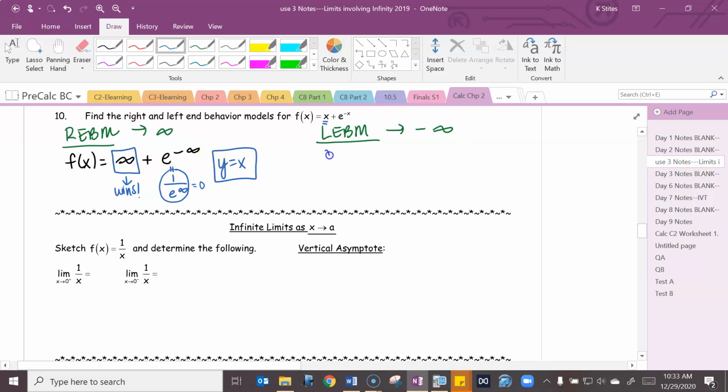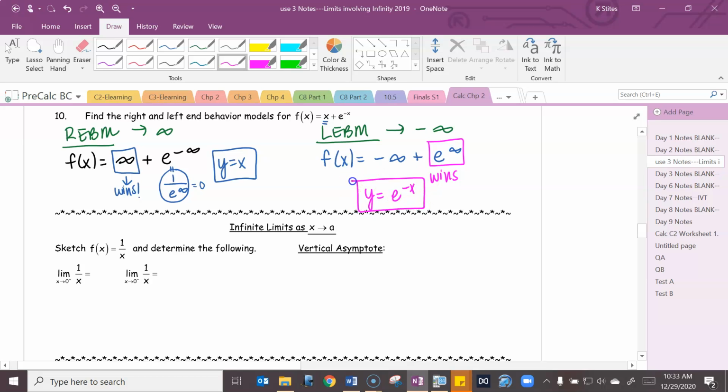Okay, so now we're going to do the same thing. You plug in a negative infinity for x. This is already negative, so this becomes a positive infinity. Obviously negative infinity is a really big value in the negatives. E to the infinity though, that's exponential. That's going to get bigger a lot faster. So this guy wins. He's overtaking the equation. And so that would be y equals e to the negative x. That would be our left end behavior model.